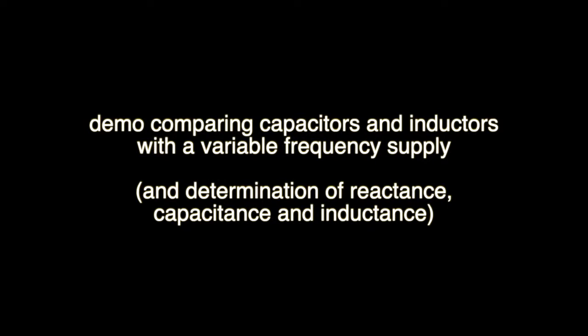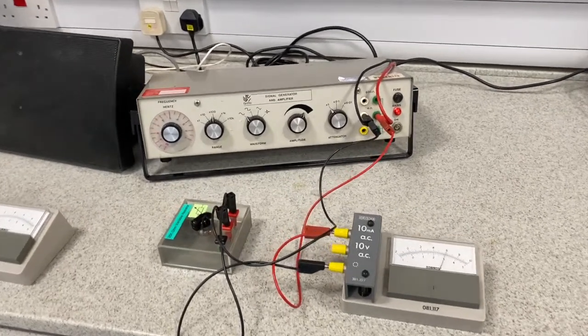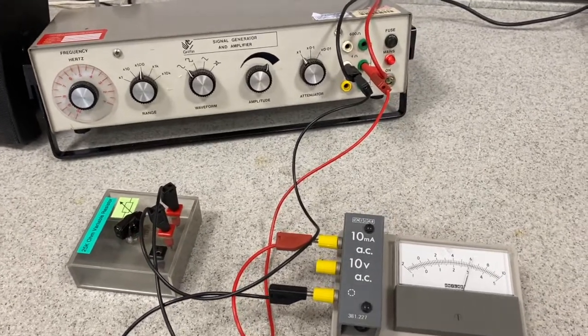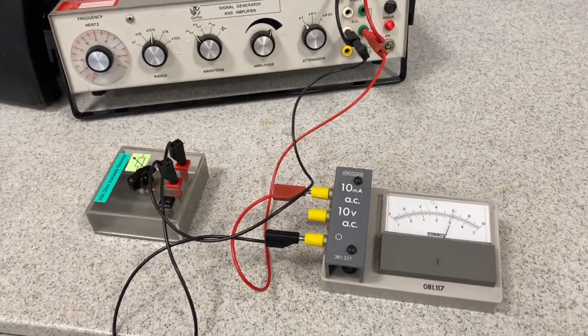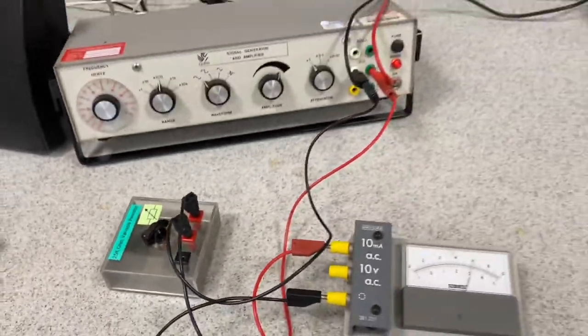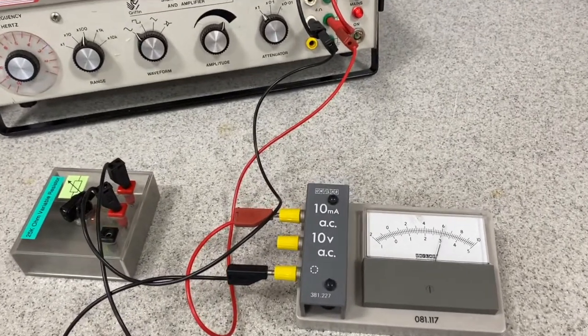Right, I thought I would do a wee demo then to compare capacitors and inductors with a variable frequency supply, and at the same time we're going to determine the reactance of each, and the capacitance of the capacitor and the inductance of the inductor. Okay folks, got a wee demo today to investigate the relationship between the frequency of an AC supply and the current in various components. We're going to look at a resistor, a capacitor, and an inductor and see how the frequency of the supply affects the AC current in the circuit.